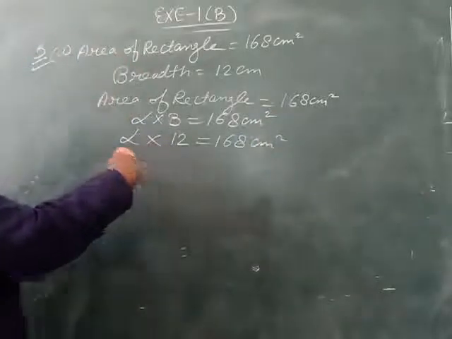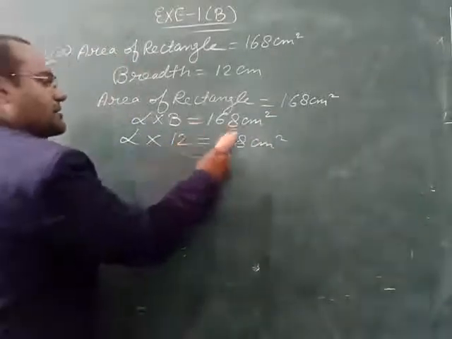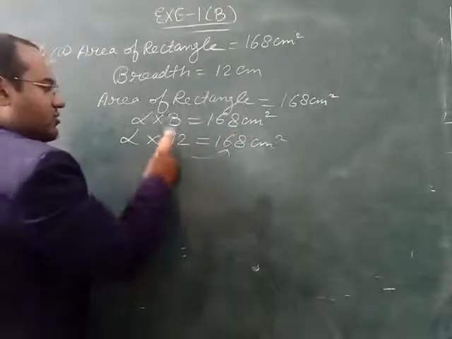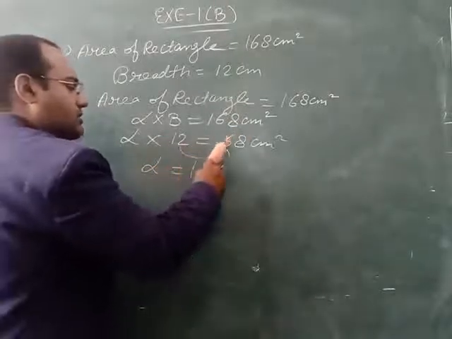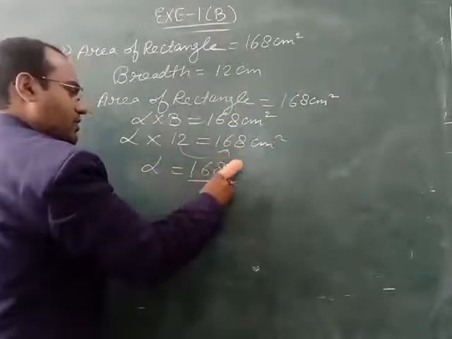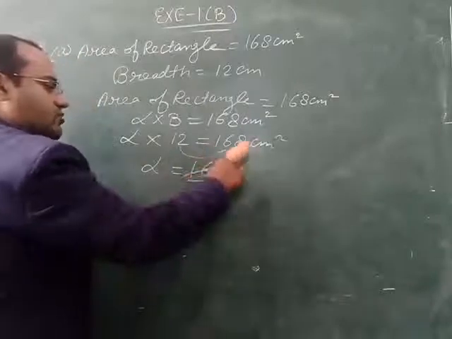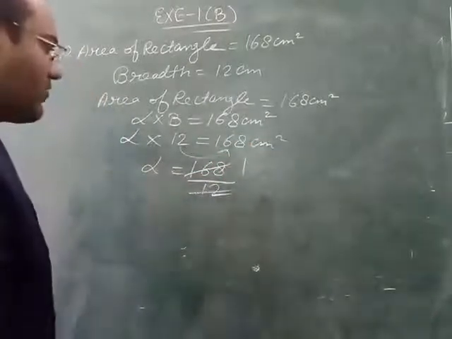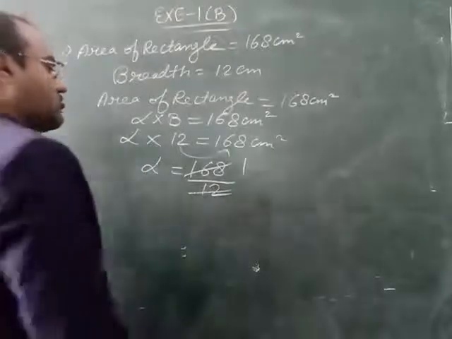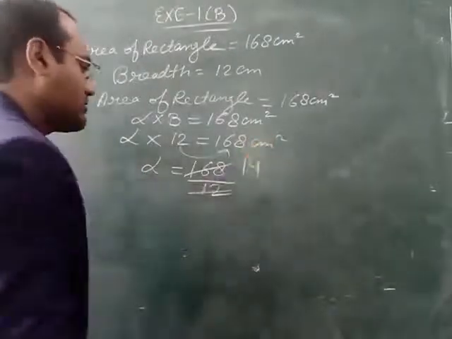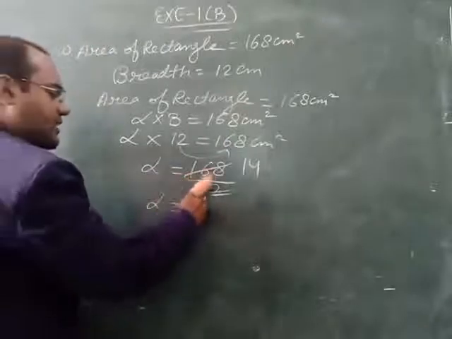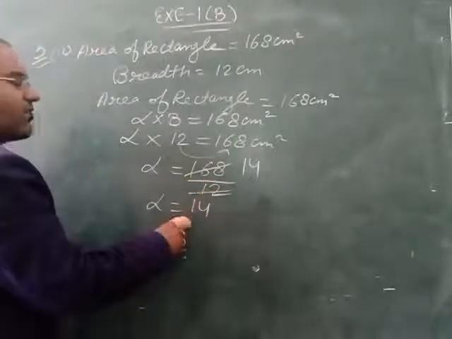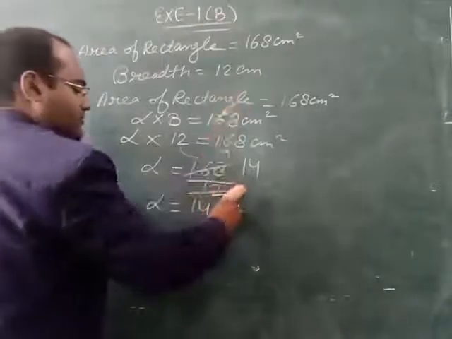Now this 12 is in multiplication, so on the right hand side it will come in division. So L is equal to 168 divided by 12. When we divide these two, we get 12 ones are 12. Remainder will be 4. 12 fours are 48. So the length answer we are getting here is 14. Unit of length will be centimeter.